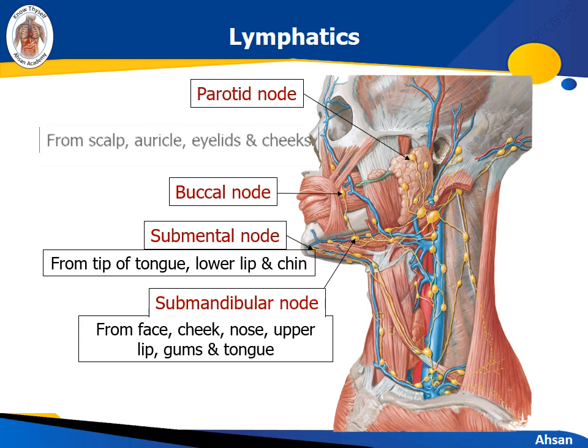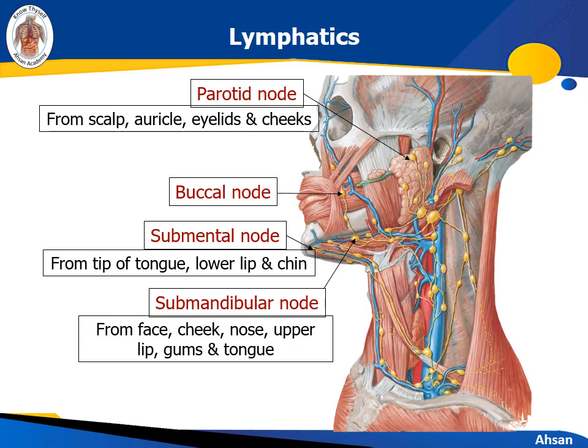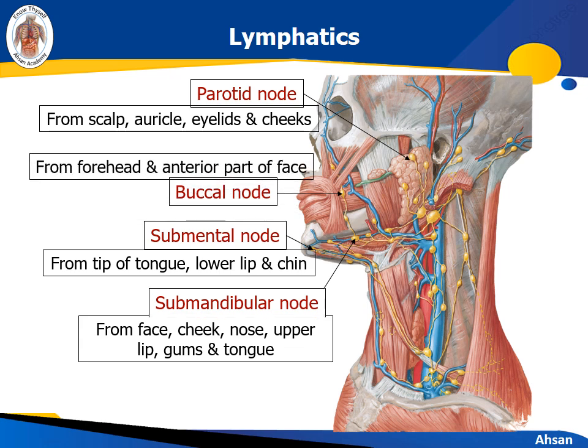The buccal group and the parotid group accept lymph from the scalp, auricle, eyelids and cheeks, and the buccal group receives lymph from the forehead as well as the anterior part of the face. This buccal group and parotid group have lymphatic vessels that carry their lymph and finally open into the jugulodigastric node present below the angle of the mandible.